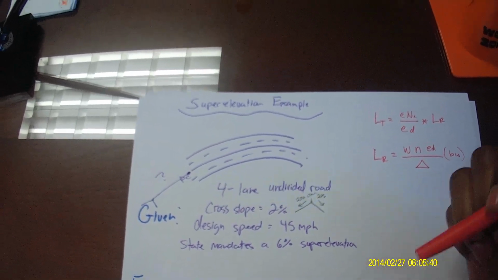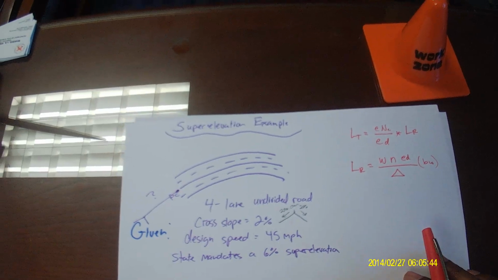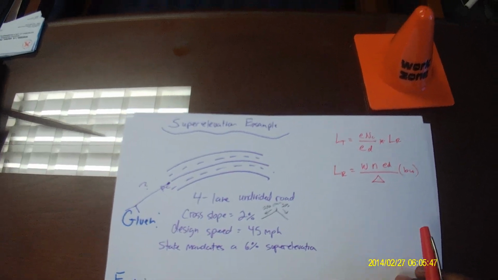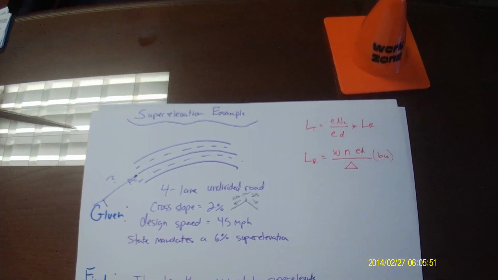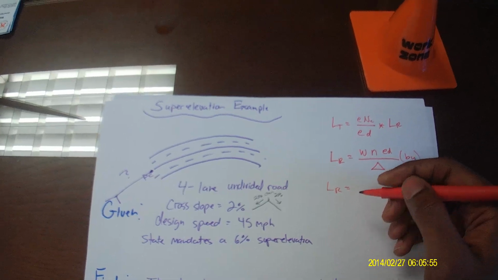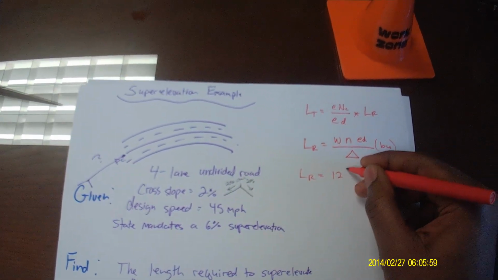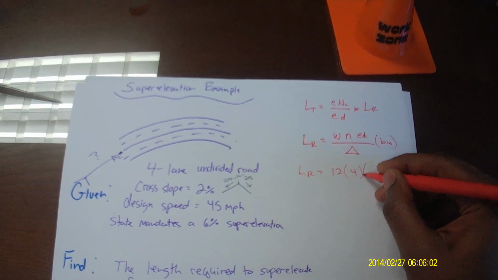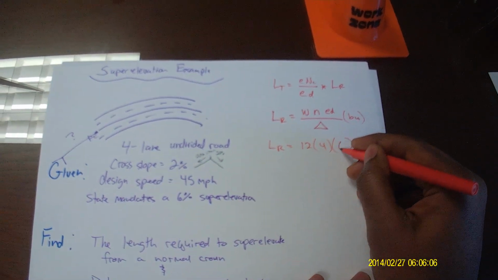Okay, so how do we go about solving for this? Well, the first thing we have to do is figure out what our L sub r is. So I'll just continue on here. My L sub r is equal to, well, I know it's 12-foot lanes, and I know I have 4 of them, and I also know that the super elevation that the state mandated was 6.